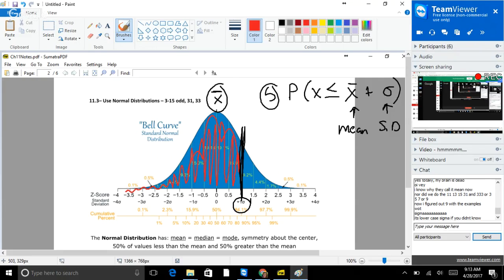Well, thankfully, when someone created this chart, they marked what 1 standard deviation is. Yep. So actually you can just look here because they marked what 1 standard deviation is. So the probability that x is less than or equal to the mean plus 1 standard deviation is 84.1%. The answer is what, 0.16.